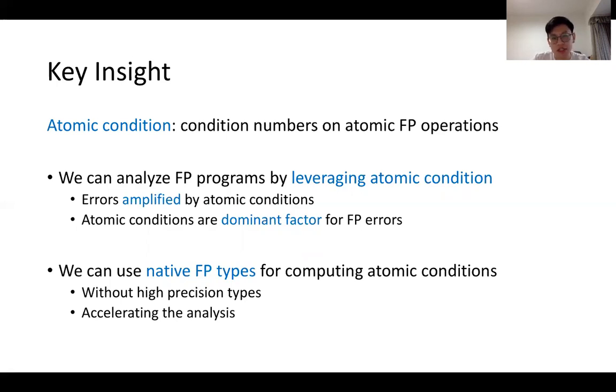Since atomic condition only needs native floating point types to compute, we can get rid of high precision types, which will significantly accelerate our analysis.